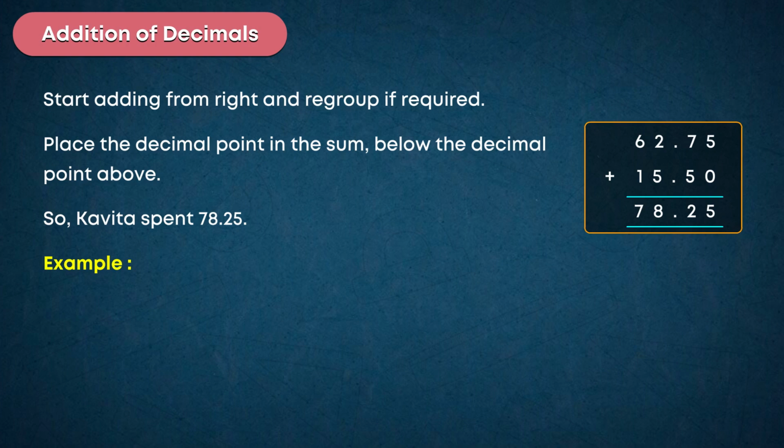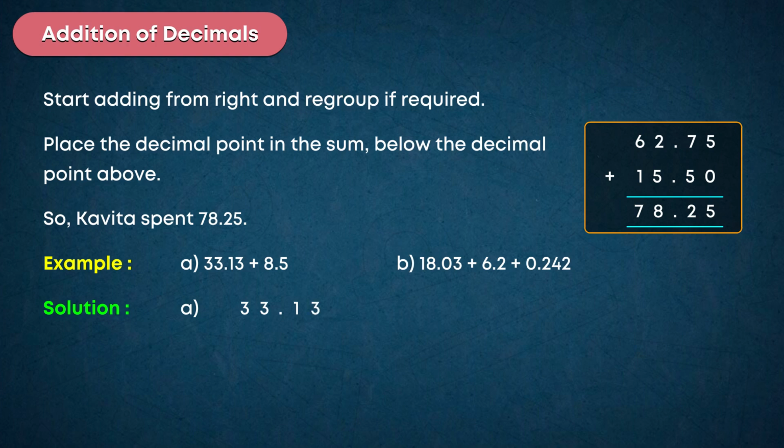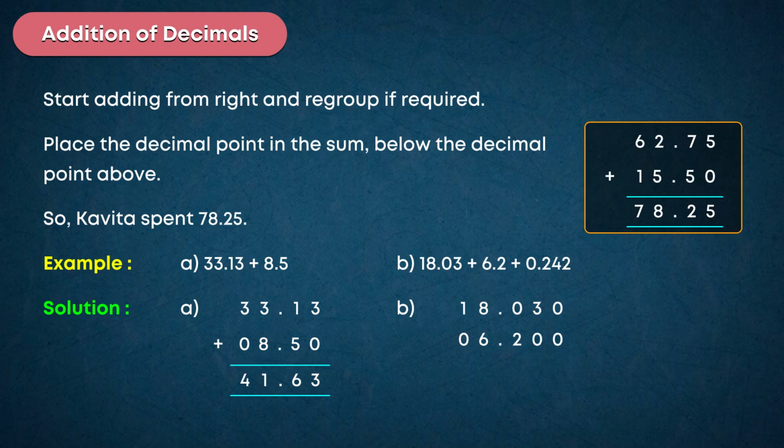Example. A. 33.13 plus 8.5. B. 18.03 plus 6.2 plus 0.242. Solution. A. 33.13 plus 8.5 is equal to 41.63. B. 18.03 plus 6.2 plus 0.242 is equal to 24.472.